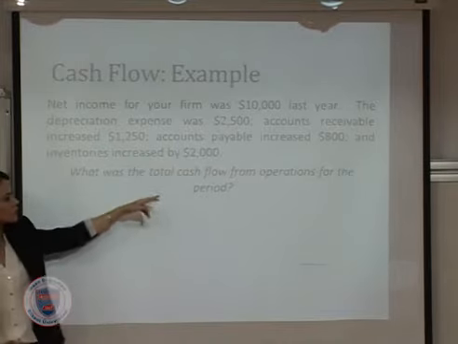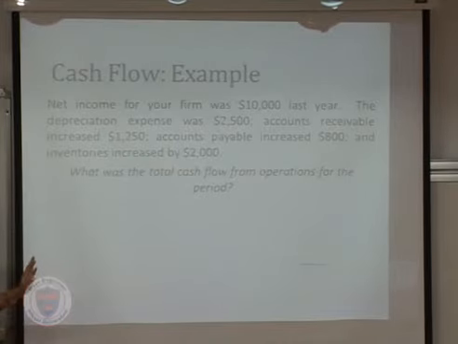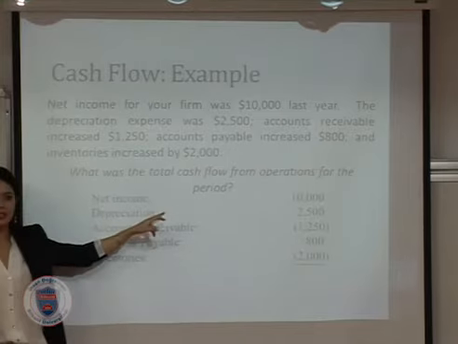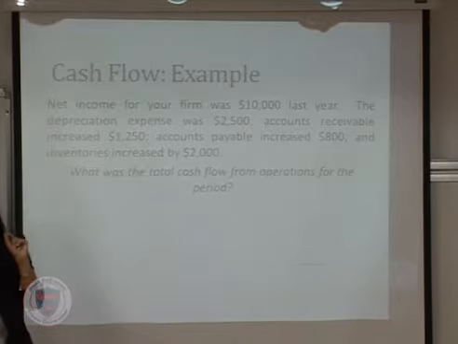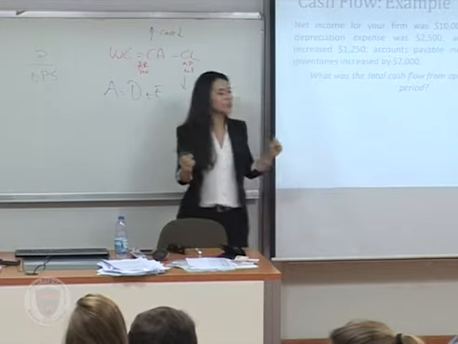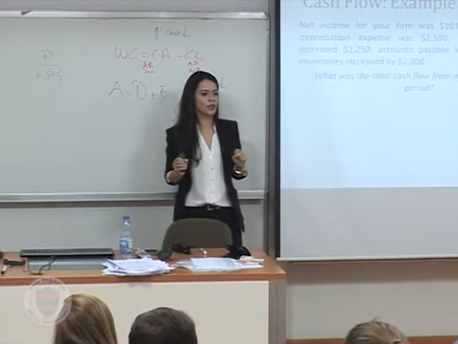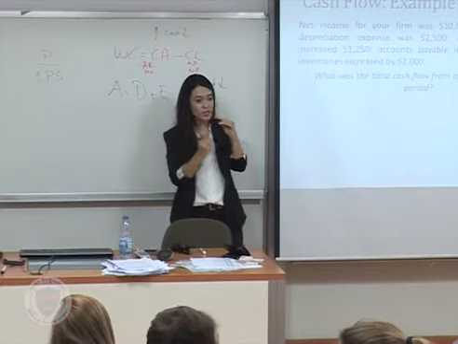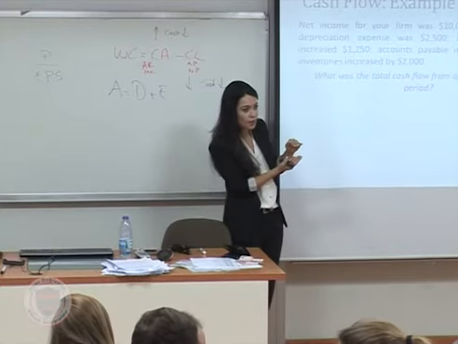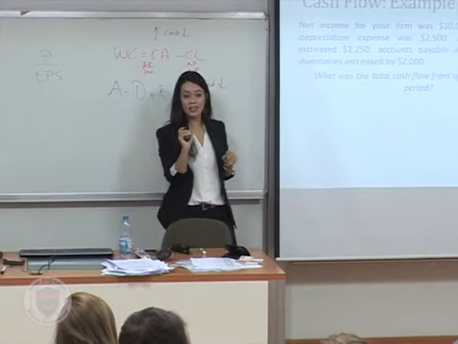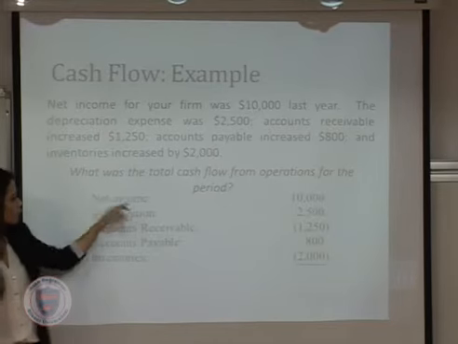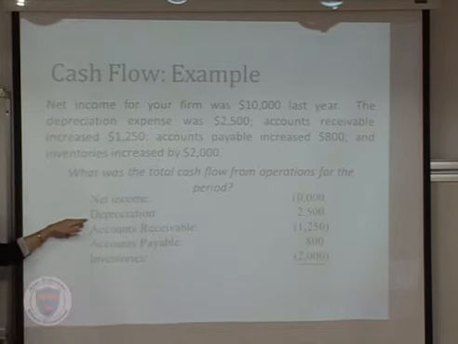What was the total cash flow from operations for the period? Very easy. So you start with your net income, $10,000. What am I going to do to the depreciation? I forgot. Should I add or subtract depreciation? Exactly. You add depreciation to your income. Why? Because in the income statement, to be able to come to the net income part, you deducted depreciation, you're adding it back because it was a non-cash expense. So to the net income, you add the depreciation.